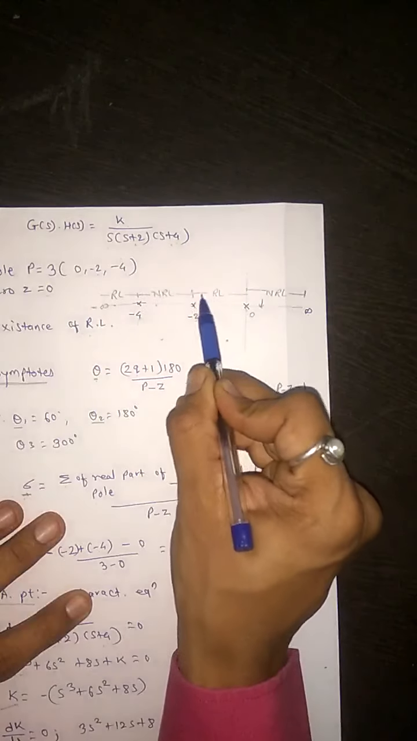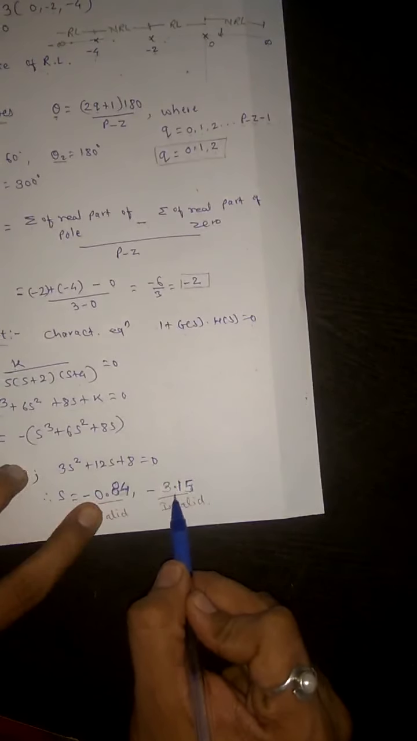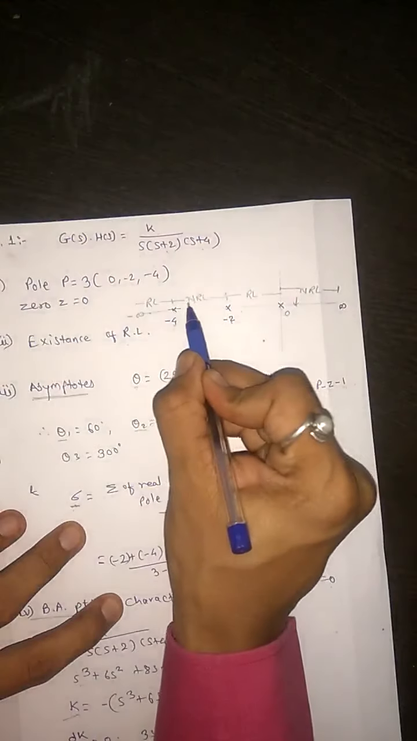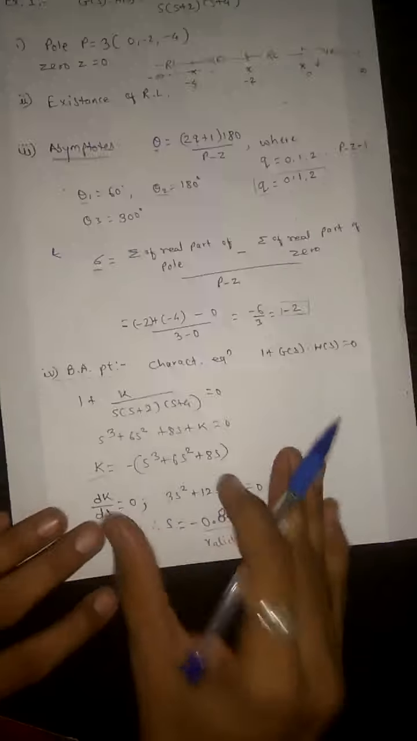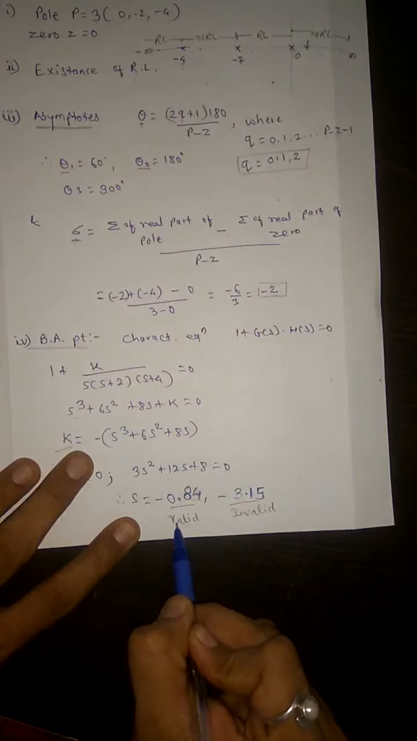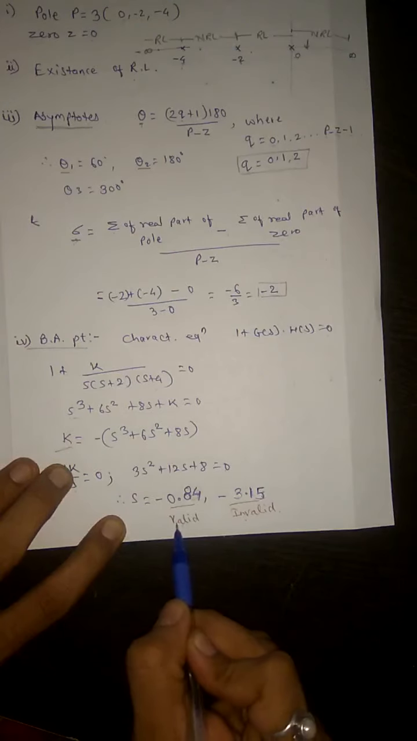If we take the value minus 0.84, it lies between 0 and minus 2, that means in the root locus region, and minus 3.15 lies between minus 2 and minus 4, that is a non-root locus region. That means the value which lies in the root locus region is valid. This is a valid breakaway point, this is an invalid breakaway point. We should go for this value.